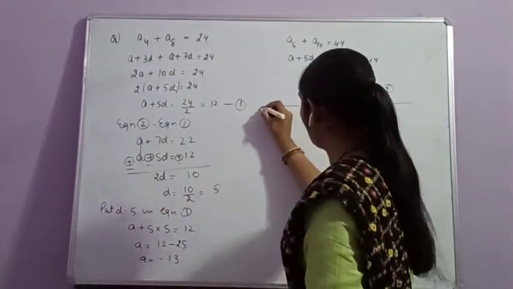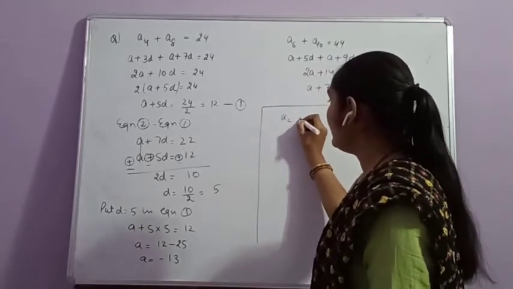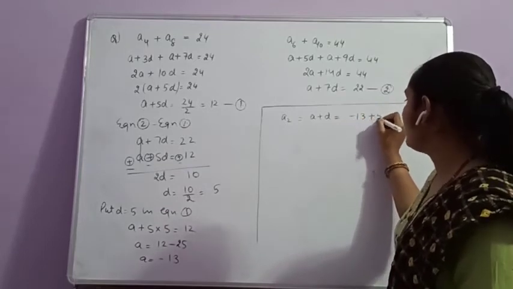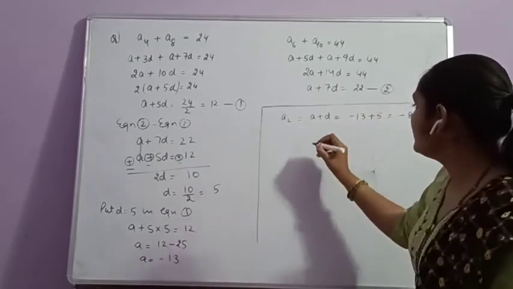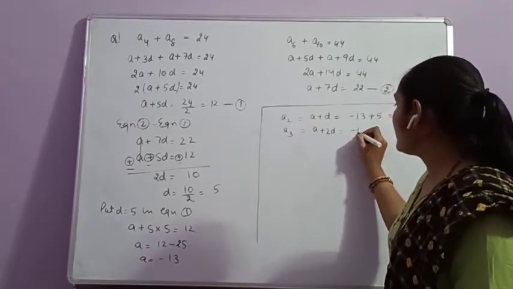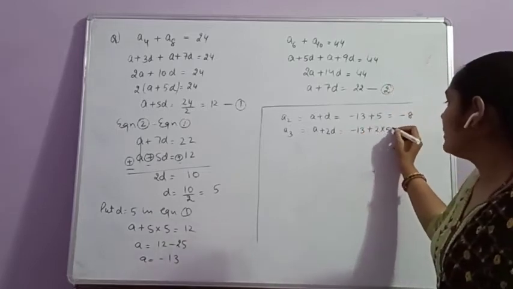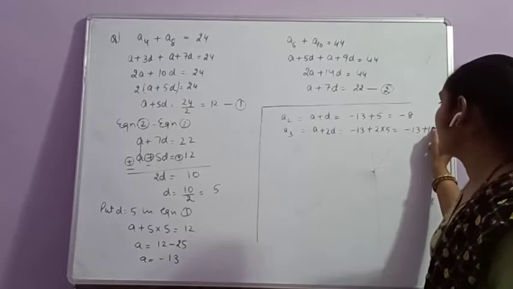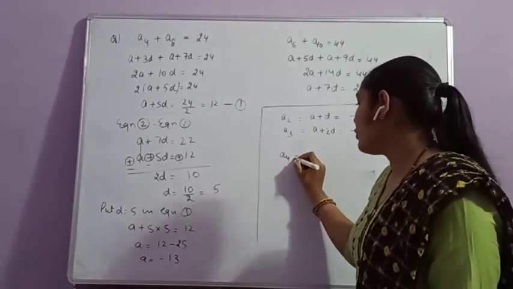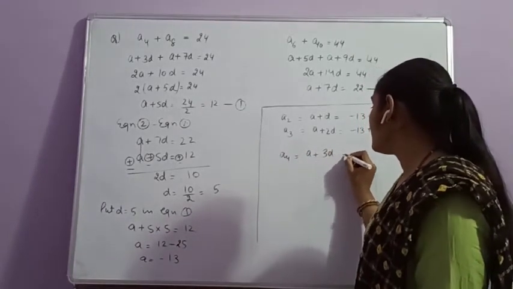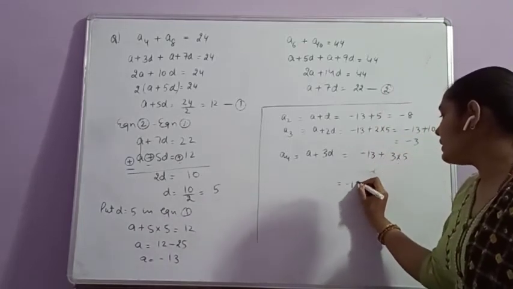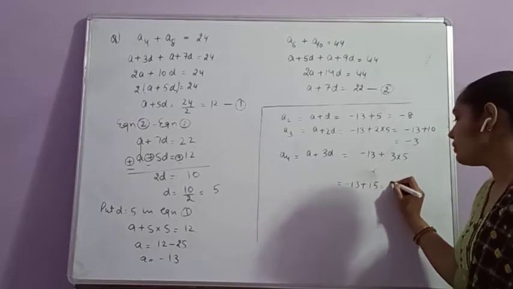Now we have to find out first three terms, that is A2. A2 is equal to A plus D. A is minus 13 plus and D is 5, minus 8. Similarly, third term will be A plus 2D, that is equal to minus 13 plus 2 into 5, that is equal to minus 13 plus 10. Plus minus minus, that is equal to minus 3. Similarly, A4 will be A plus 3D, that is equal to minus 13 plus 3 into 5. Minus 13 plus 15, that is equal to 2.